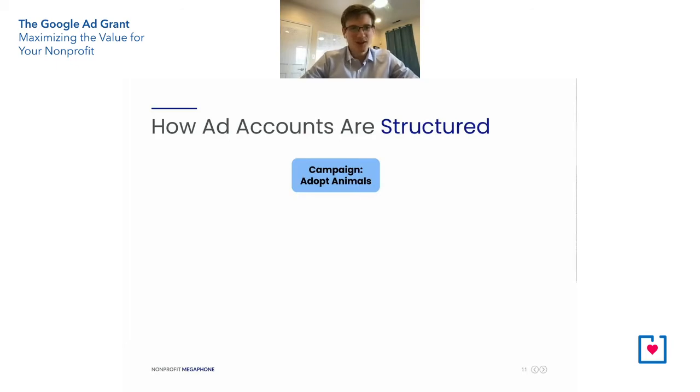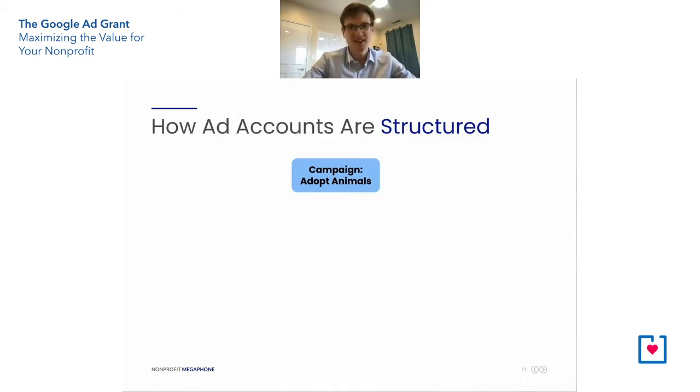Okay, now that we have a high level sense of what the Google grant is and how it all works, we're going to dive into more of the details in terms of how the account is actually structured. There are 3 levels of structure. There's campaigns, there's ad groups, and then there's ads. Campaign is the highest level, and campaigns are almost like thematic buckets that you can use to organize the account.